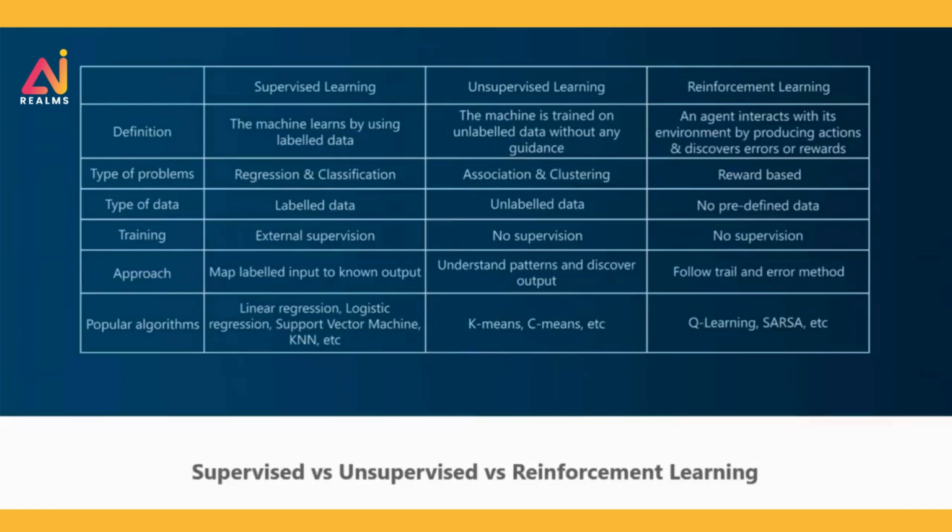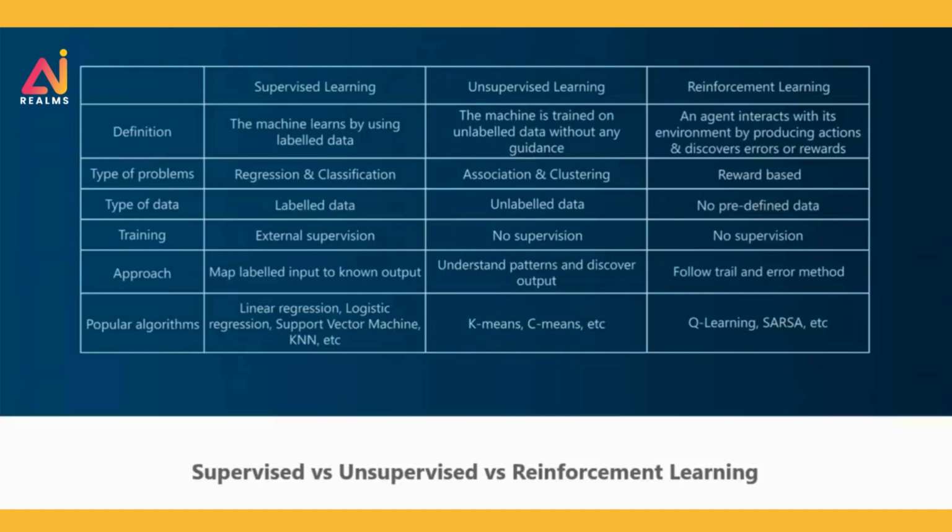Now, the type of training involved in each of these learnings. In supervised learning, there is external supervision, as in there is the labeled dataset, which acts as a guide for the machine to learn. In unsupervised learning, there's no supervision. Again, in reinforcement learning, there's no supervision at all. Now, what is the approach to solve problems by using supervised, unsupervised, and reinforcement learning? In supervised learning, it is simple. You have to map the labeled input to the known output, right? The machine knows what the output looks like, so you're just mapping the input to the output.